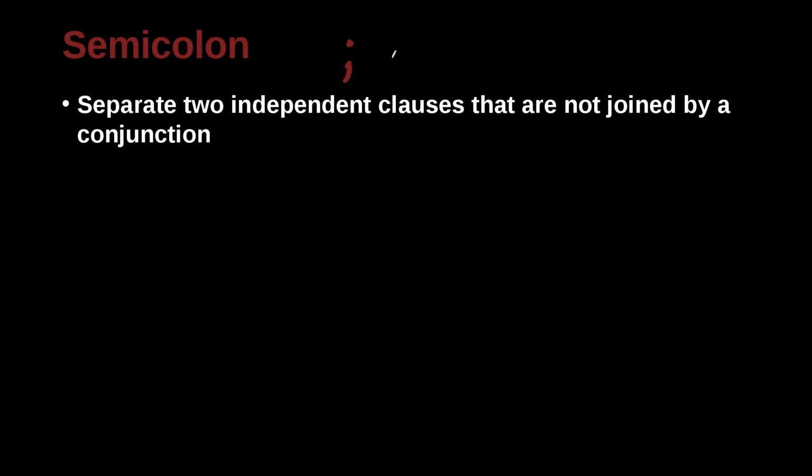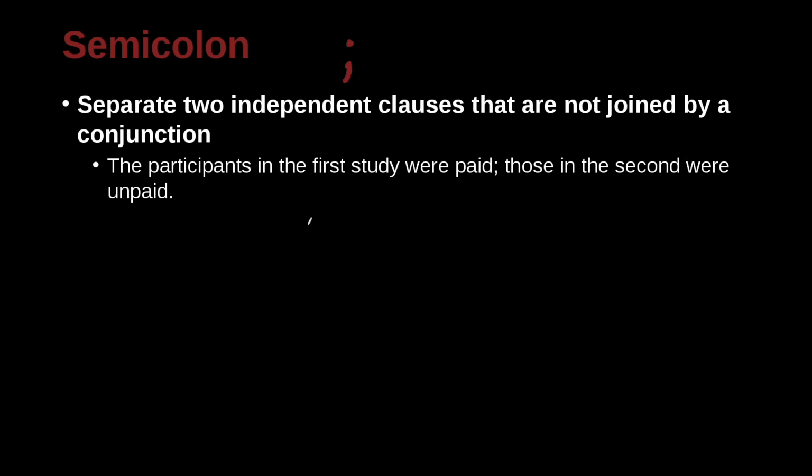You use a semicolon to separate two independent clauses that are not joined by a conjunction. Now this is a very similar case to what we just looked at. Here's a good example. The participants in the first study were paid. Those in the second were unpaid. Please look right here. This is great because right here, if I had a comma and then I wrote the word and, that would be the same as what we just looked at a few minutes ago.